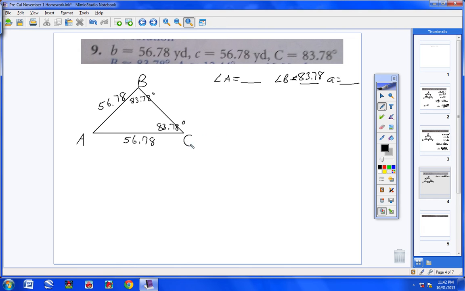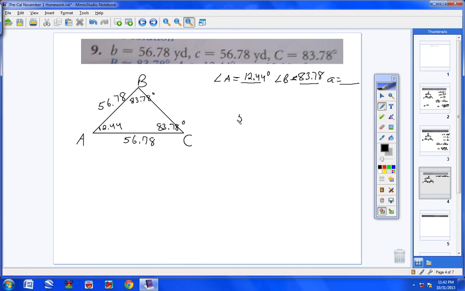83.78. And now all that we have to do is find angle A. And by the way, we can do it very quickly. If we add these two together, 83.78, and subtract from 180, we get 12.44 degrees. So there's angle A, 12.44 degrees. And now we can find side A pretty quickly.